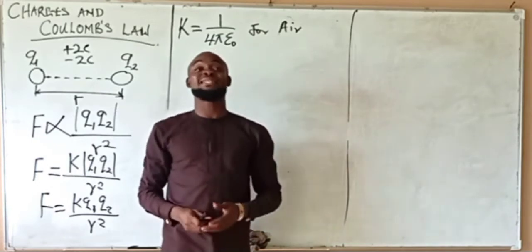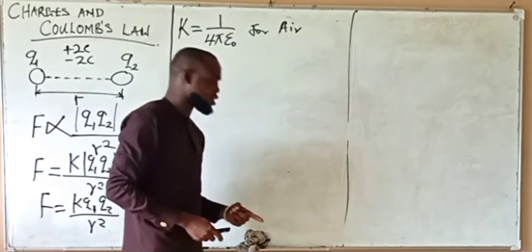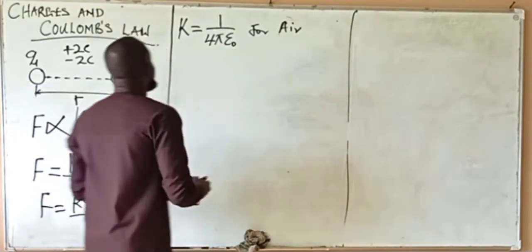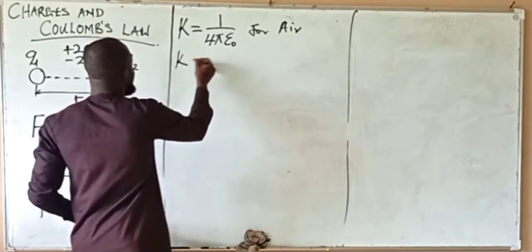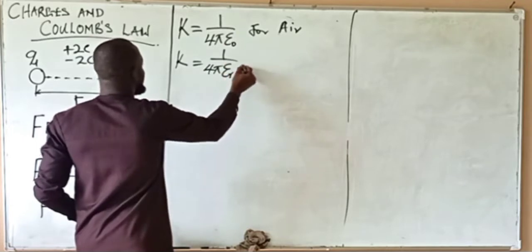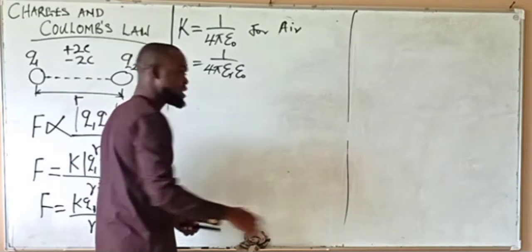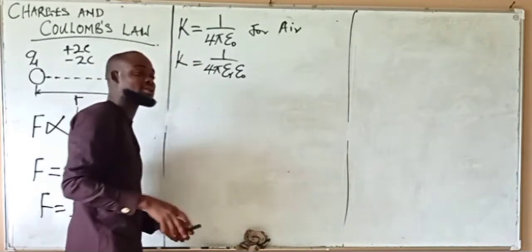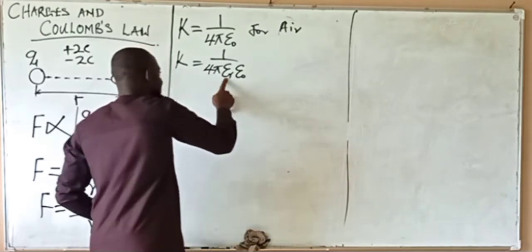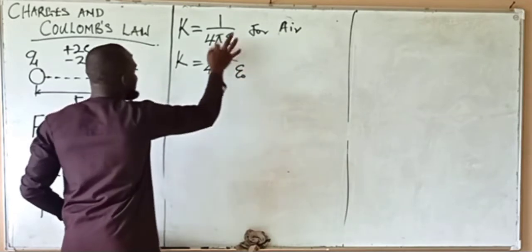Now, if that space has a dielectric constant that is greater than 1, because for air the dielectric constant is approximately 1, then you now see K to be equal to 1 over 4 pi epsilon R epsilon naught, where this epsilon R is called relative permittivity, which is the dielectric constant of the medium you have. For air, this dielectric constant is 1. That's why for air, we won't put this on there; we remove it, and we'll have this.